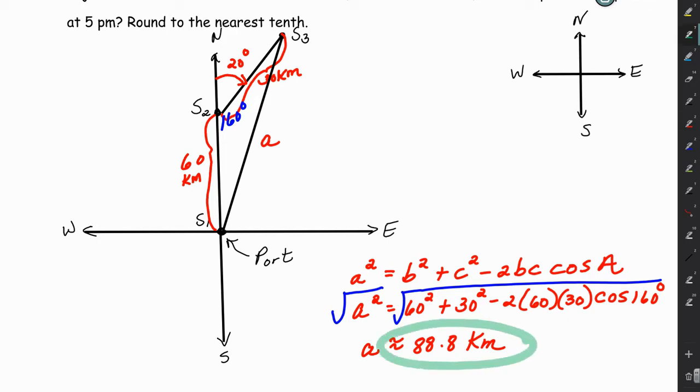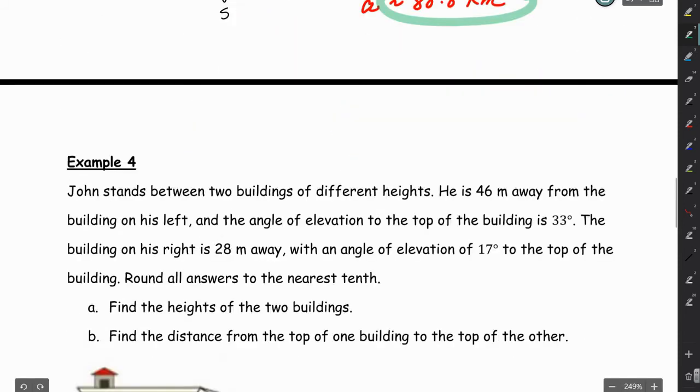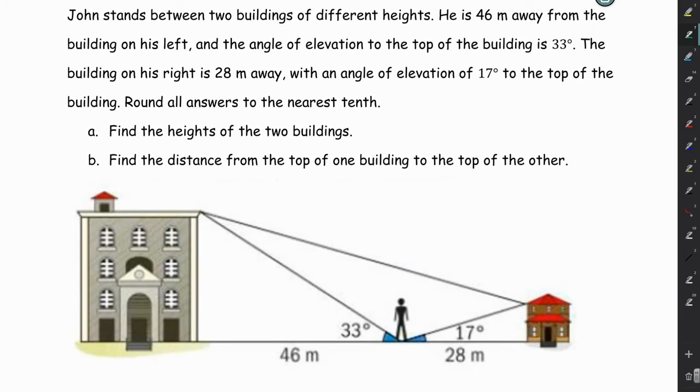Okay, moving on to example 4. John stands between 2 buildings. There's John. And the buildings are different heights. He's 46 meters away from the building on the left. This value here. And the angle of elevation to the top of the building is 33 degrees. The building on his right is 28 meters away. And that angle of elevation is 17 degrees. Round all answers to the nearest tenth. Find the heights of the 2 buildings.